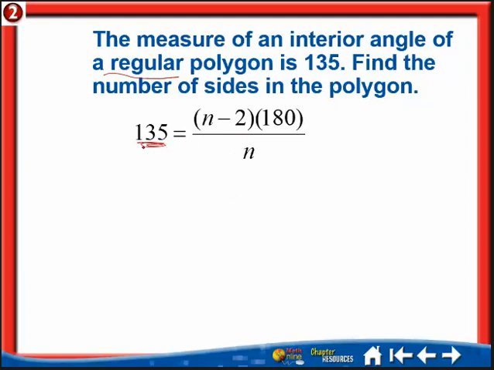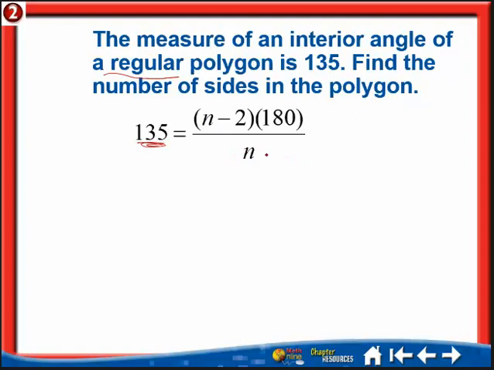So anytime I'm dealing just with one single angle, I'm going to use my formula for the sum of my interior angles and divide it by however many angles I have. Okay, it's the same formula, it's just that I know my angle this time. I'm looking to see how many there are.